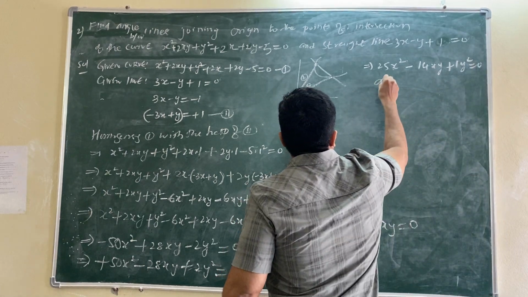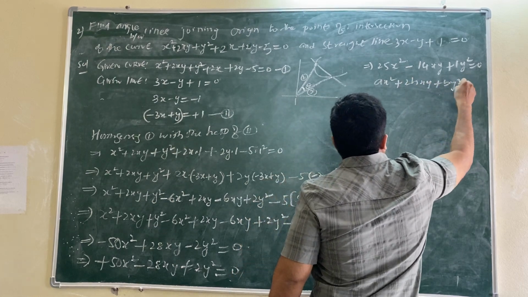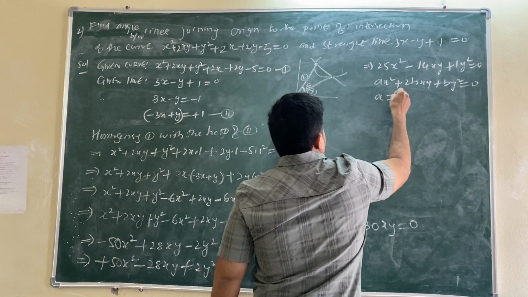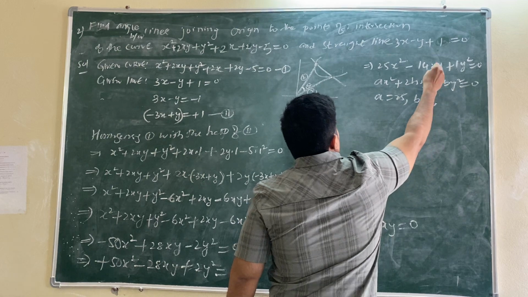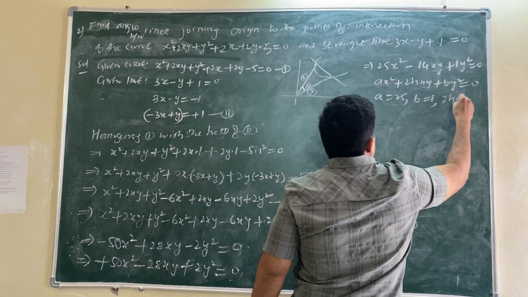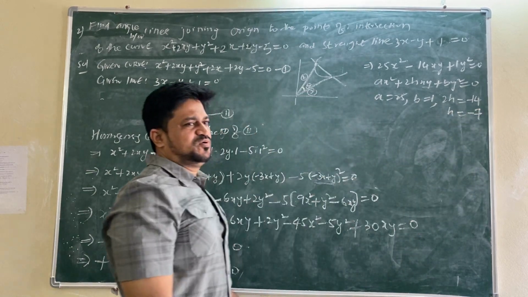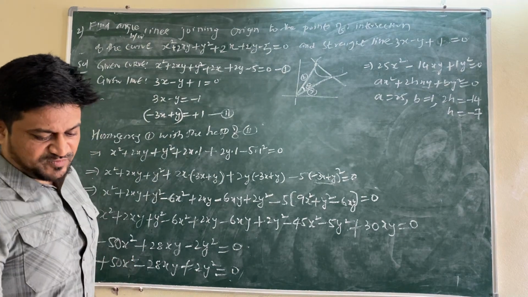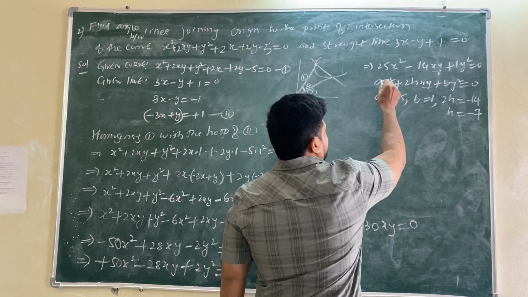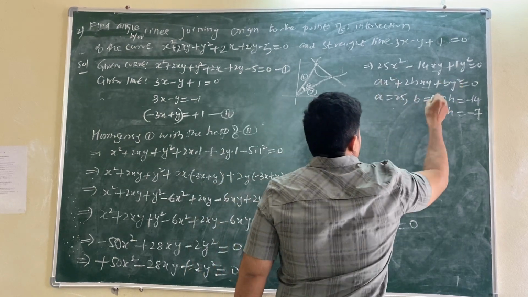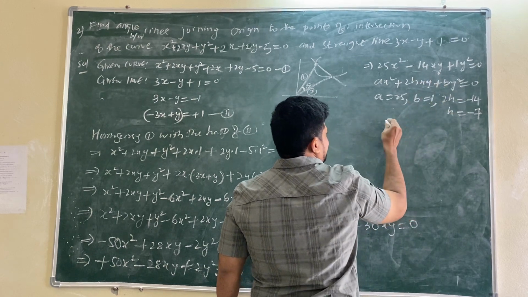Now we have to compare this one with ax square plus 2hxy plus by square, the pair of lines formula. a is the coefficient of x square, b is the coefficient of y square, the xy coefficient is 2h. 2h is equal to minus 14, h is equal to minus 7. To find the angle between the pair of lines, we have theorems also for how we get those angles. Just for now, what you have to remember: a is 25, b is 1. This coefficient is the xy coefficient, here it is 2h, 2h is minus 14, that is h equals minus 7.